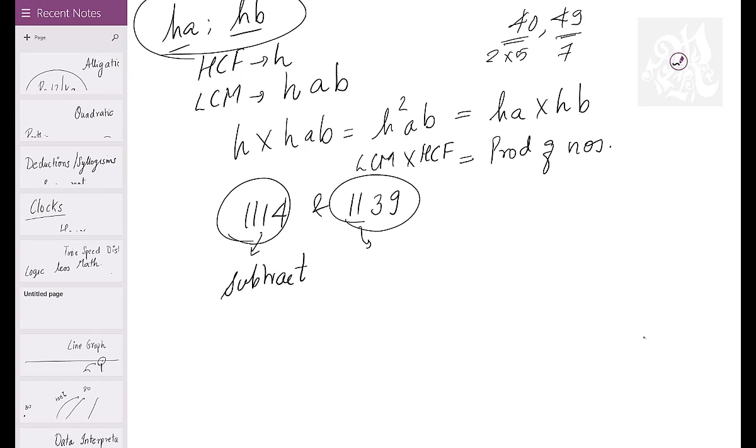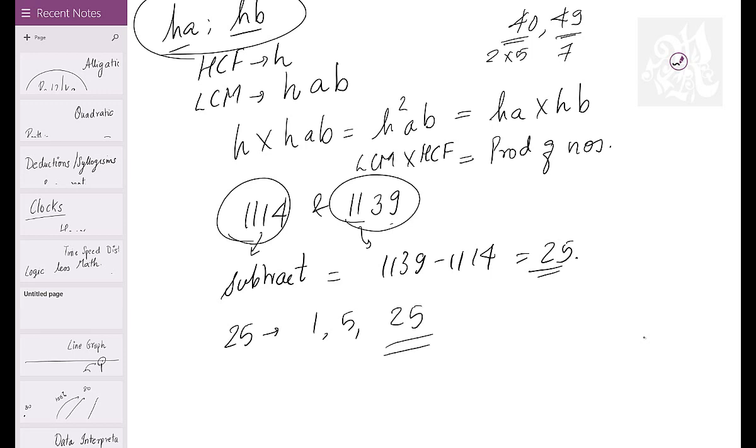Subtract the smaller one from the larger one. You get 1139 minus 1114. How much is this? 25. What are the factors of 25? 25 has 3 factors: 1, 5 and 25. You tell me one thing. Can 25 divide any of these two? No. Can 5 divide any of these two? No. So the answer is, HCF is 1.